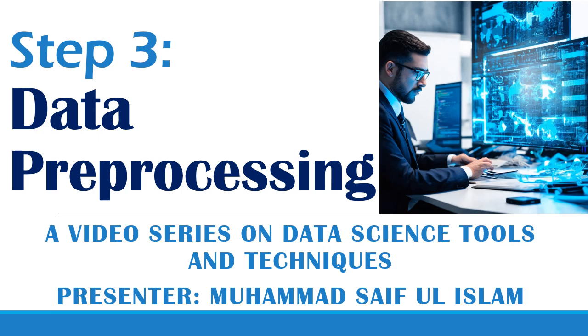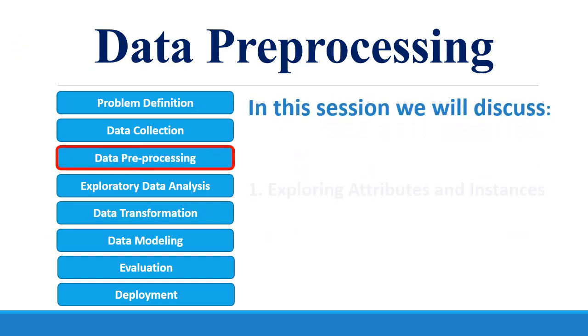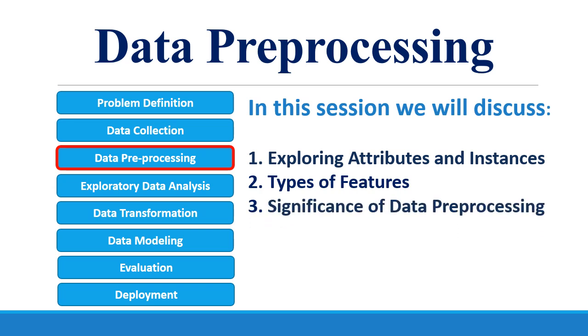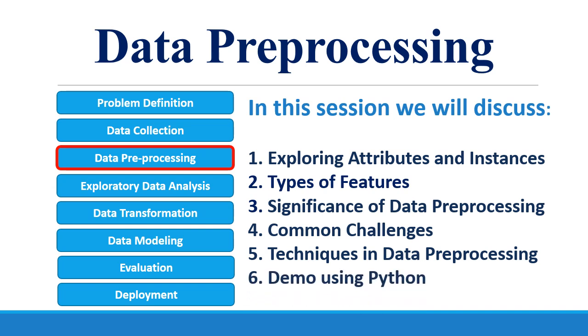In this session, we will discuss step 3 of the data science process, that is data pre-processing. We will explore attributes and instances, types of features, and the significance of data pre-processing. We will discuss the common challenges and the techniques to solve them. At the end, we will have a demo using Python.